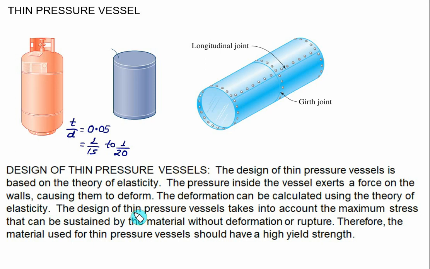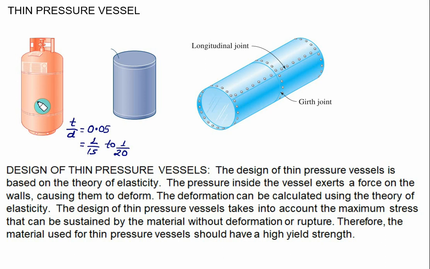Design of the thin pressure vessel is based on the theory of elasticity. The pressure inside the vessel exerts a force on the walls, causing them to deform. The deformation can be calculated using the theory of elasticity. The design of thin pressure vessels takes into account the maximum stress that can be sustained by the material without deformation or rupture.